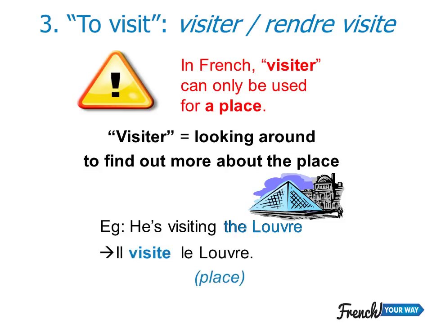You can also visit an apartment, but remember, we want the idea of looking around to find out more about the place. So maybe if you're visiting it, it's because you want to buy it or rent it. That's the English equivalent of to inspect an apartment.